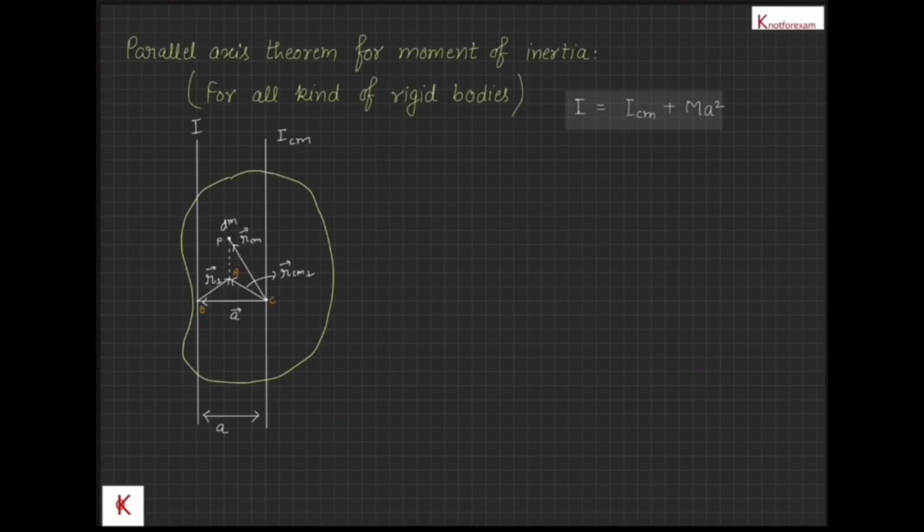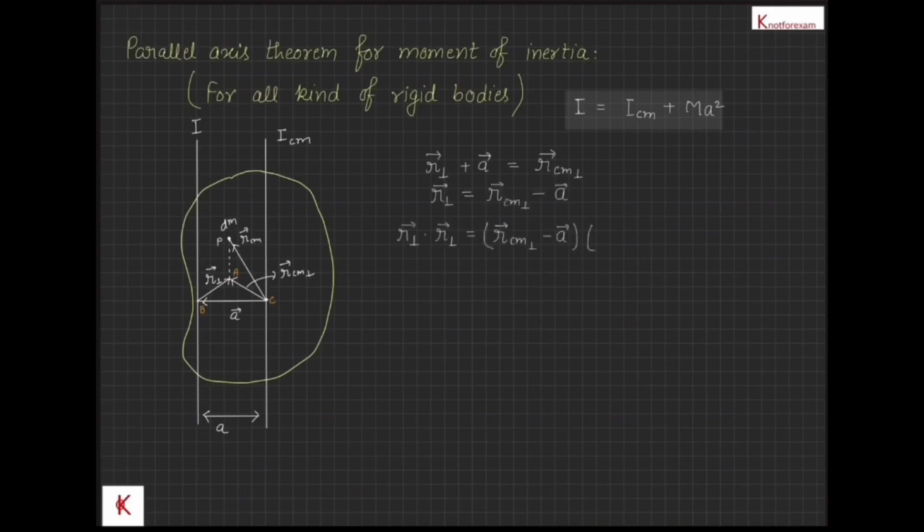Let the two axes be as shown in the figure and there is a general element of mass dm. If the position vector of dm with respect to center of mass C is the RCM vector and its projection in a plane perpendicular to the axis is the RCM perpendicular vector, let A be the point of projection, and with respect to point B on the parallel axis in the same plane, its position vector is r perpendicular. Then by vector addition, if you look at the figure, you will get that r perpendicular plus the a vector is equal to RCM perpendicular, or r perpendicular is equal to RCM perpendicular minus the a vector.